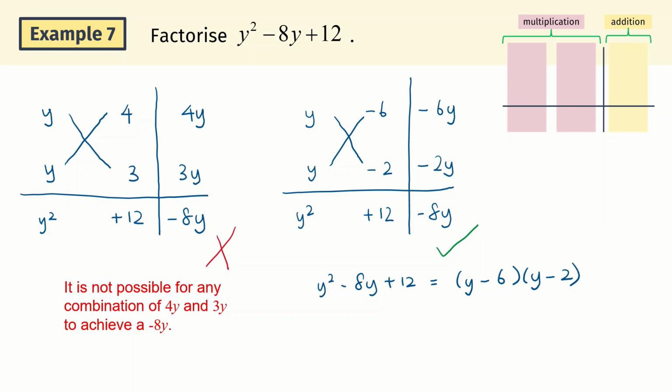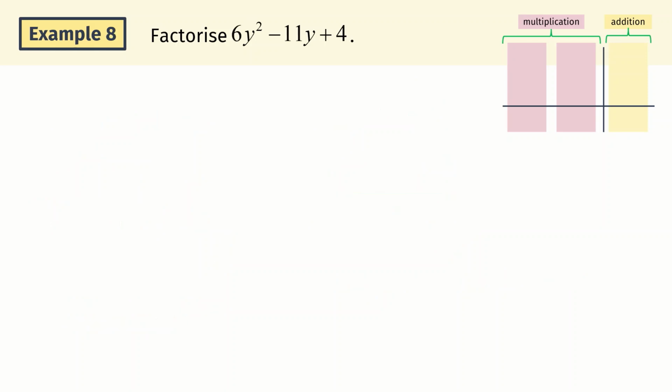Okay. We next take a look at example 8. We have a new case where we have 6y squared minus 11y plus 4. Okay, so how this example differs from the earlier one is that earlier on, our x squared and y squared did not have a coefficient, it did not have a number in front of it. So it's not as simple as y times y giving us y squared anymore. We need to consider many other possibilities.